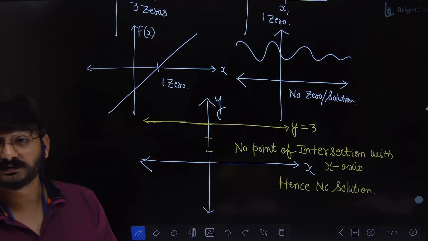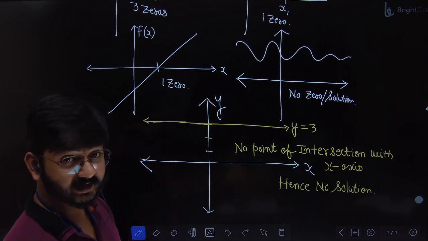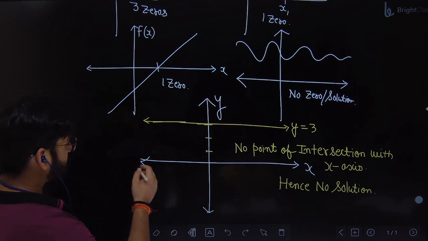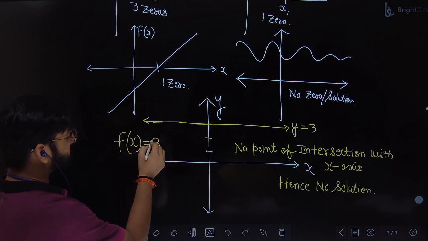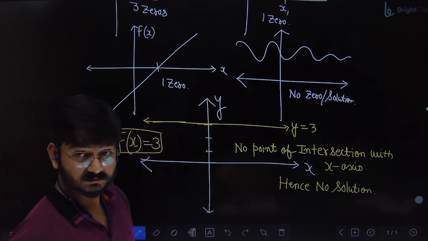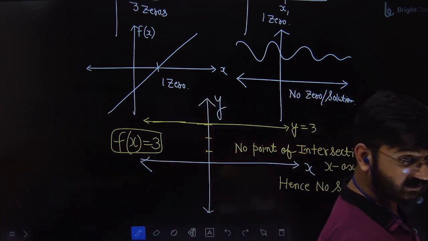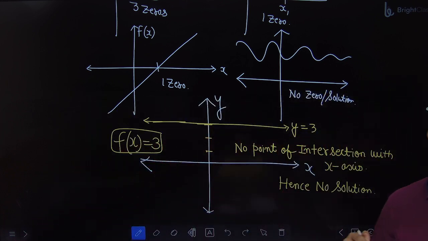If you are getting confused, instead of writing y, you write f of x equals 3. Now is it clear?